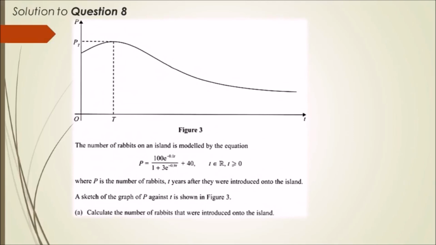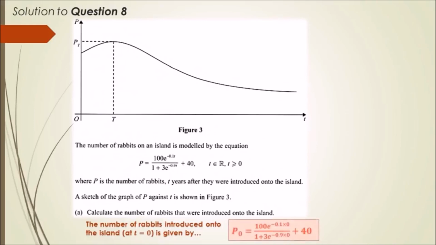Okay, so part A. Calculate the number of rabbits that were introduced onto the island. So if you want to calculate the number of rabbits that were introduced, this is probably from the very beginning of time. And the very beginning of time is obviously at time 0. So what they want us to do is literally plug in t equals 0 into that equation. And when you do that, you should literally get this. So we can call this P0, representing the population at time 0. And if you bust this in the calculator, you should get 65 rabbits. And that's it, literally done.